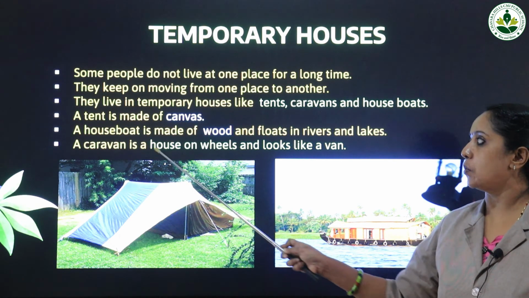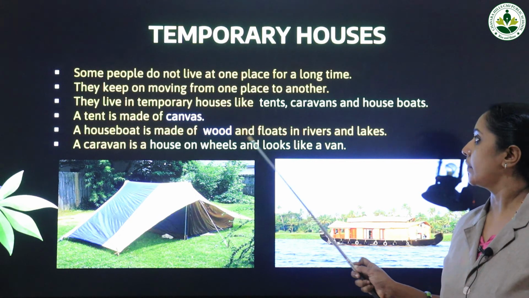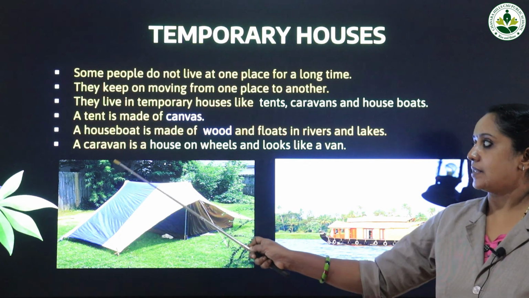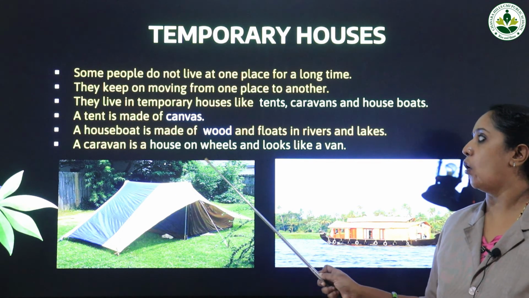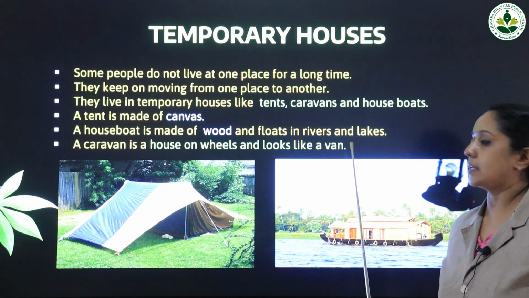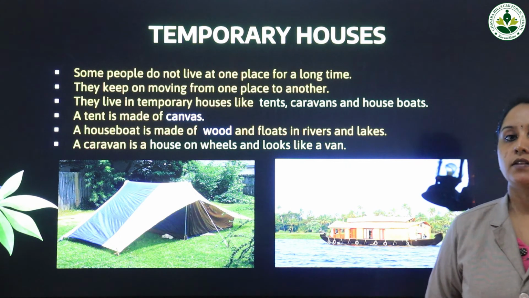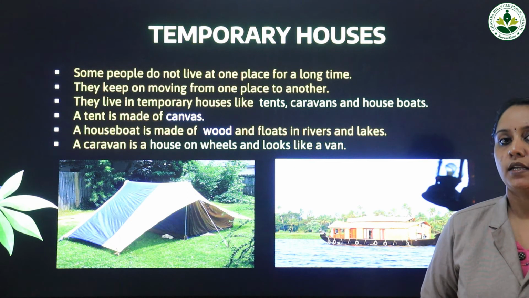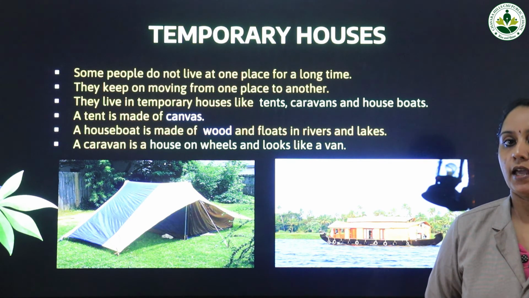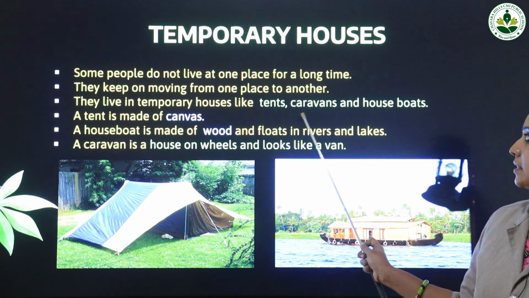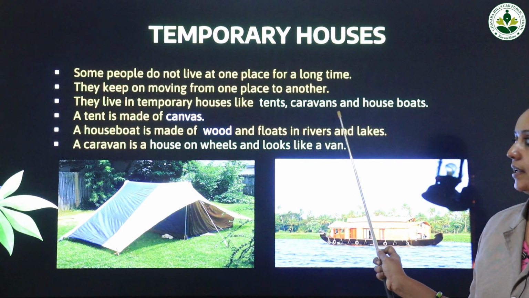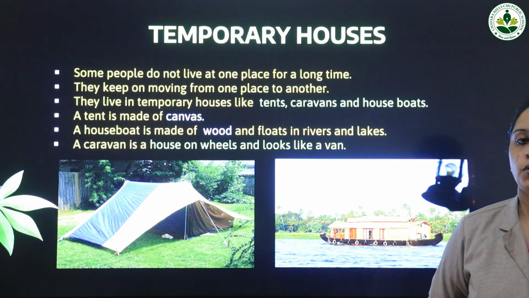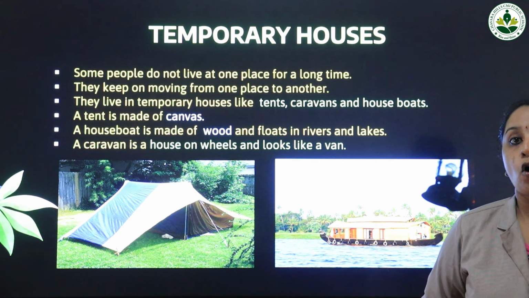Now a houseboat is made of wood and it floats in rivers and lakes. Whereas a caravan is a house on wheels and looks like a van. Caravan, from that spelling itself we can know that it is a type of van. See the spelling, C-A-R-A-V-A-N-S, caravan. The spelling of van is V-A-N. So caravan is a house on wheels.